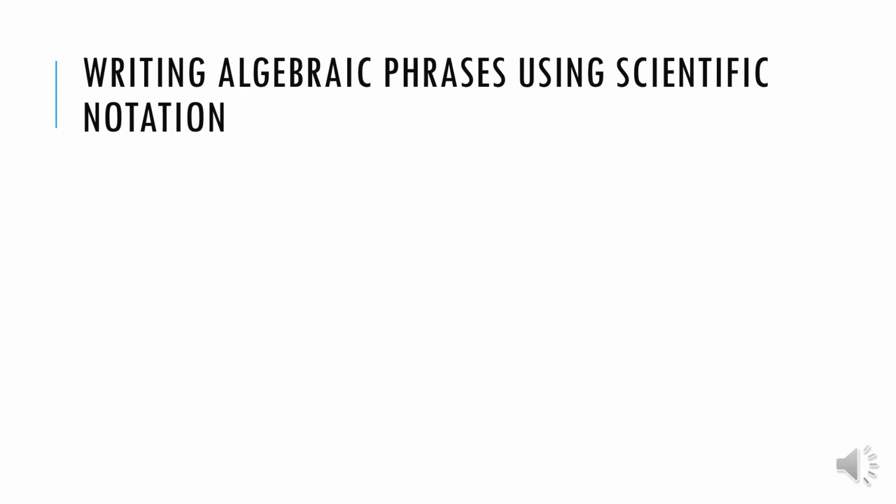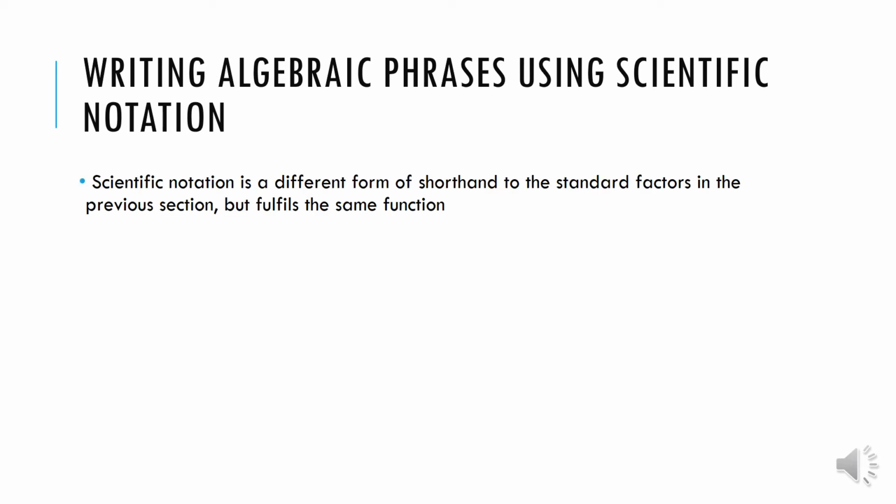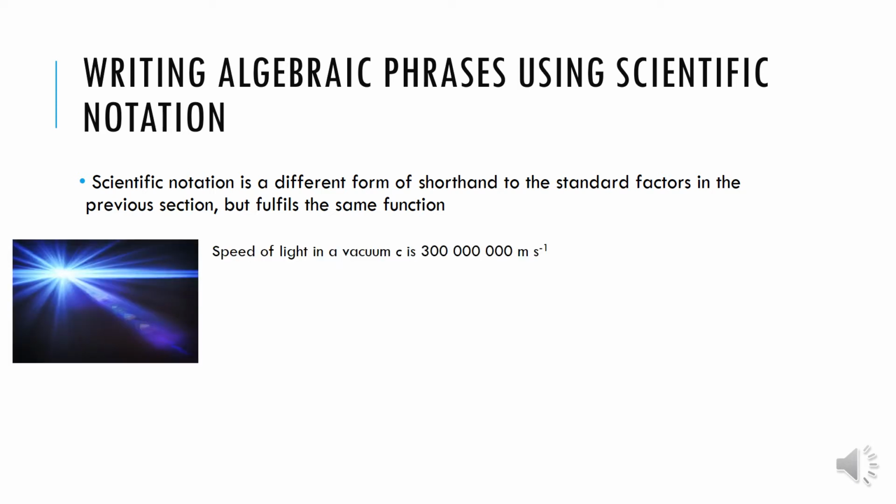Okay, well, we can also write algebraic phrases using scientific notation. We don't always have to use standard factors. Scientific notation is a different form of shorthand to the standard factors that we've seen on the previous slides, but it fulfills exactly the same function. So, the speed of light in a vacuum, c, is 300 million meters per second. Again, it's a really large number, a cumbersome number, and we want a much more efficient way of writing it. So many scientists would much prefer to write that large number using scientific notation.